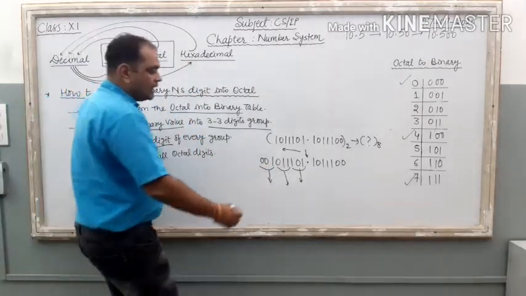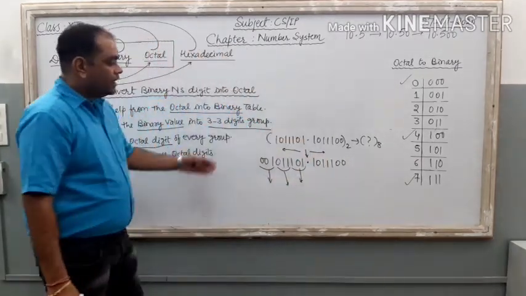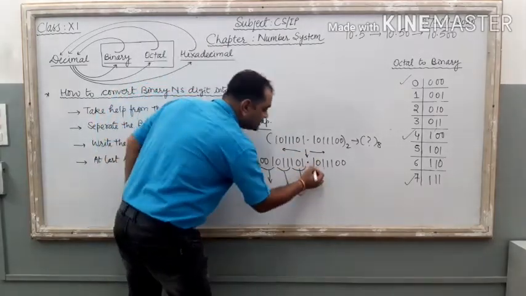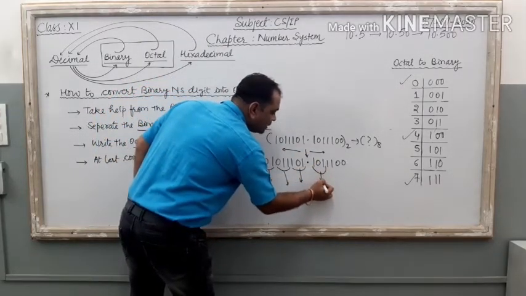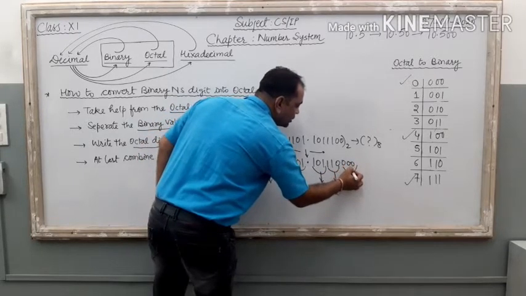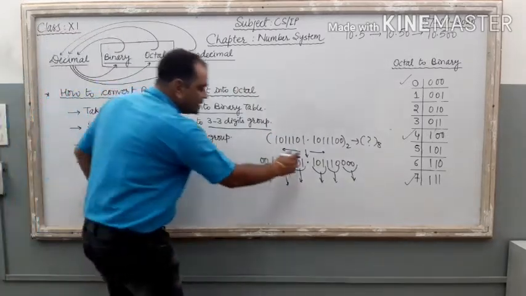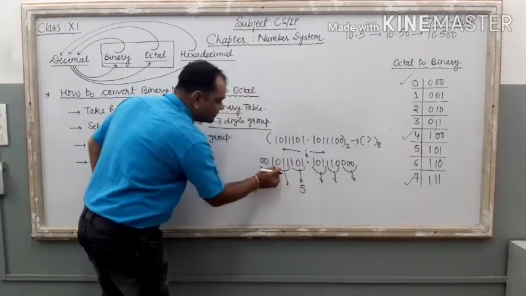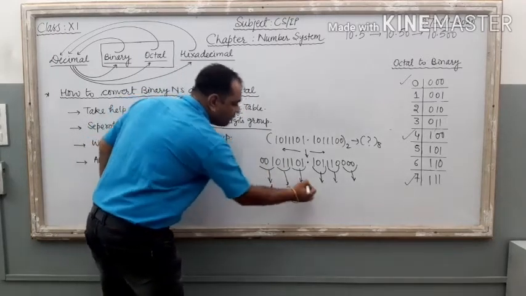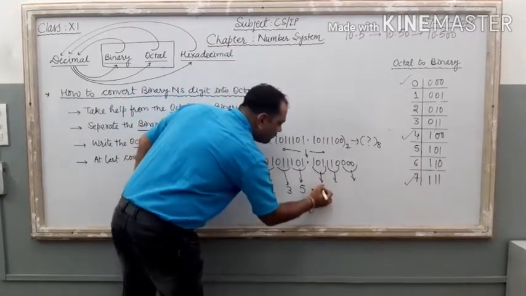Clear? Then after the decimal point, we have to move according to this direction, left to right. So after the decimal, the very first group is this one, the second group is this one, and for the last 0, just put 2 zeros from your side, it is the third group. Clear? Now 101, it is the binary code of 5. 011, it is the binary code of 3. 001, it is the binary code of 1. Point 101, check it, 101, binary code of 5.